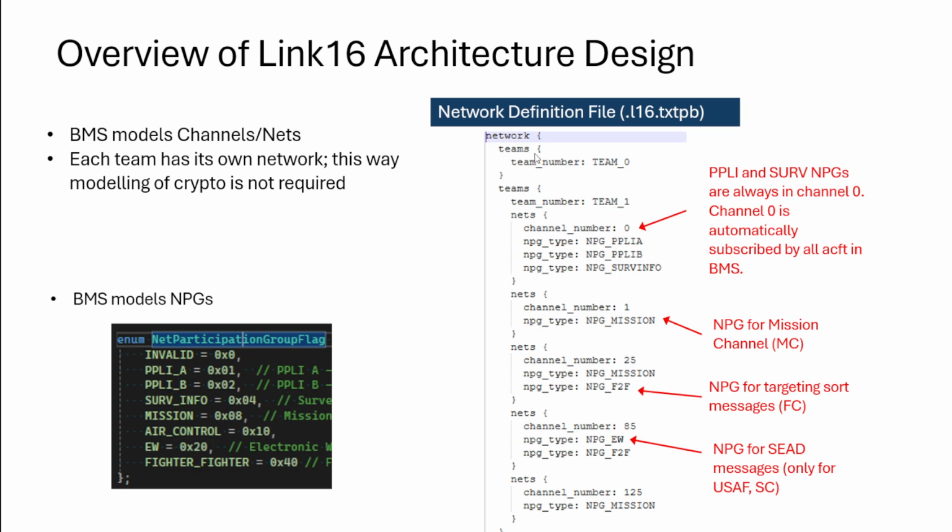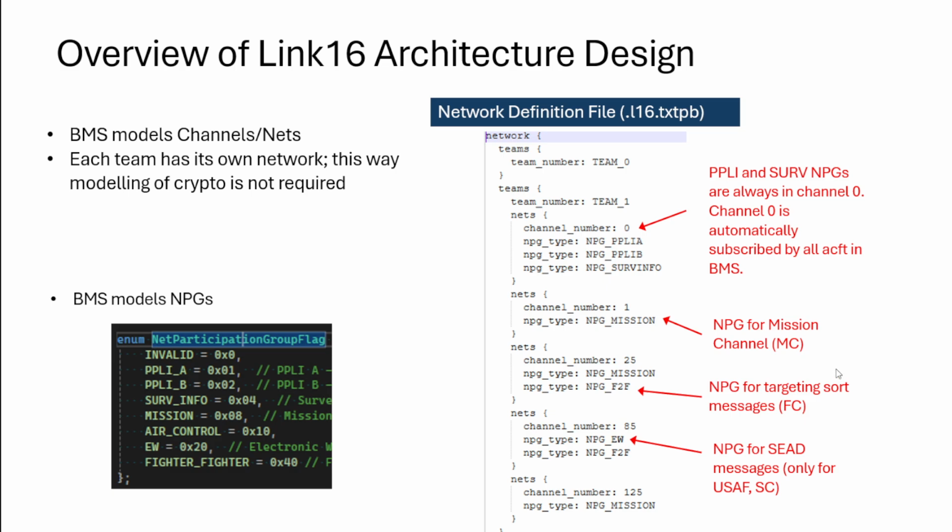For example, if I remember correctly, here this is a table for Team 1, which is United States. You can see channel 0 has PPLI A and B and surveillance. Channel 1 has mission. 25, I just invented numbers based on this figure that the company Viasat was so friendly to share with us. Okay, so this is more or less implemented and so on.